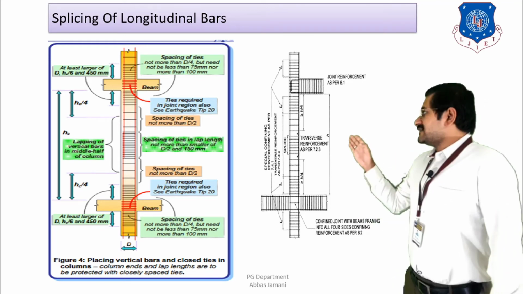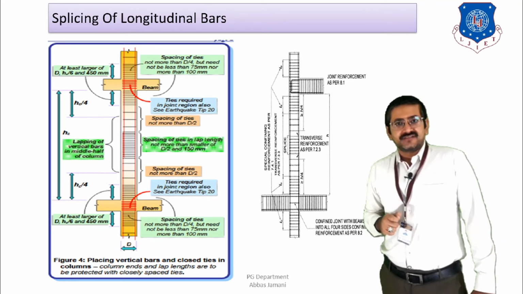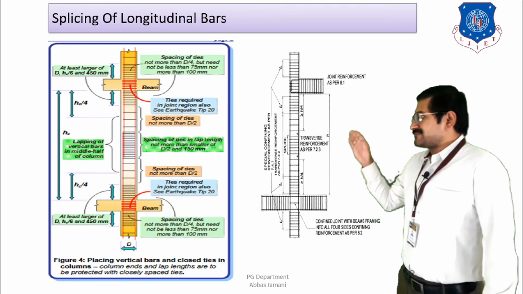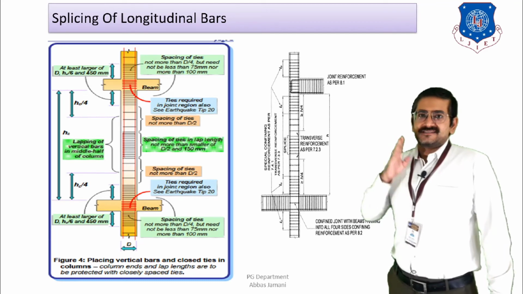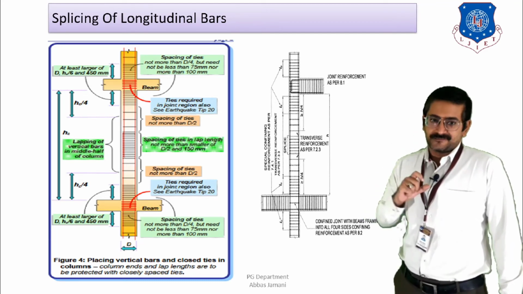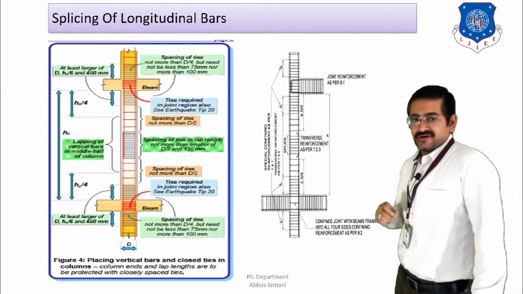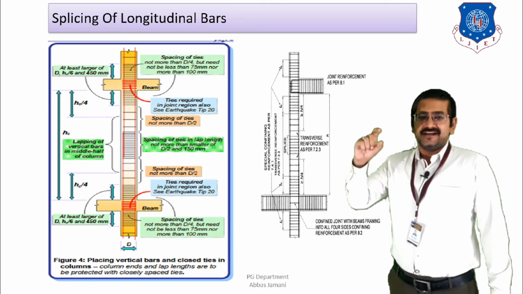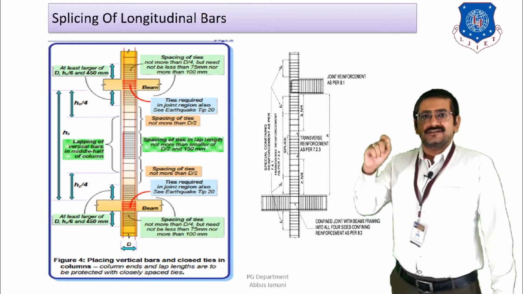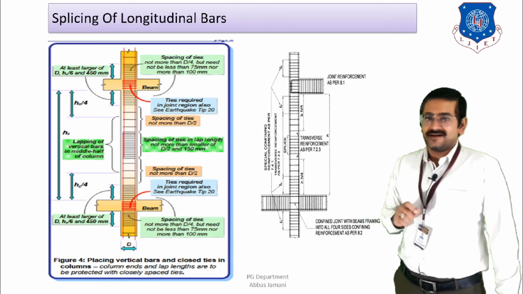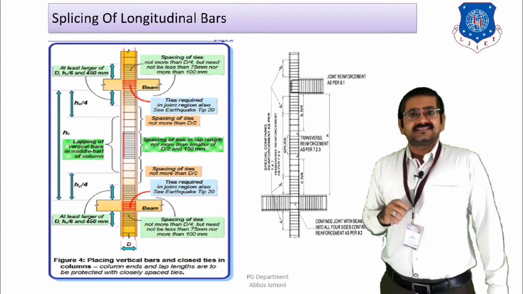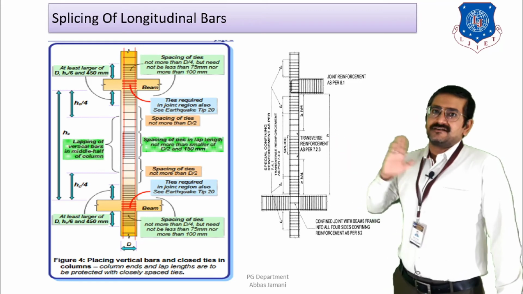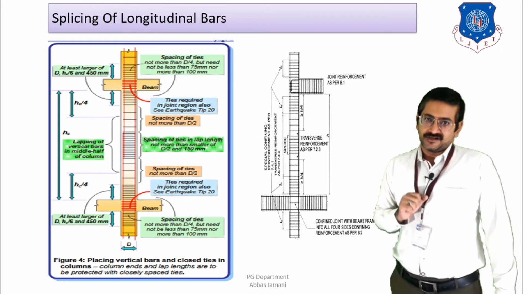The IS code, that is IS 13920, is suggesting that the splicing of longitudinal bars should be done in the central portion, that is the mid height of the column. As you can see in the figure over here, HC is shown as the clear height of the column, that is, the depth of the beam is deducted, and after that the clear height of the column is shown. Right? So at mid height, that is HC by 2, is the ideal location where the splicing of longitudinal bars should be done.